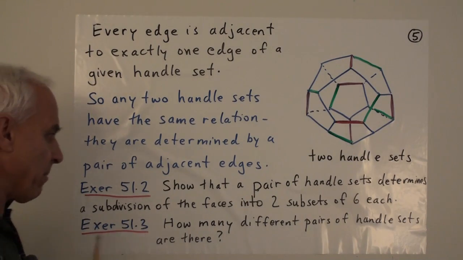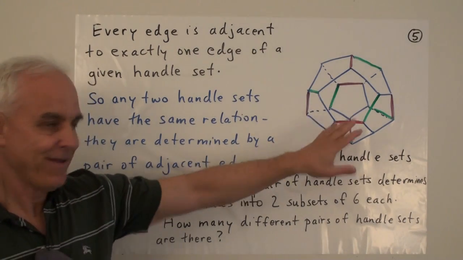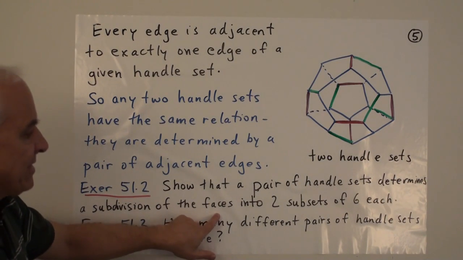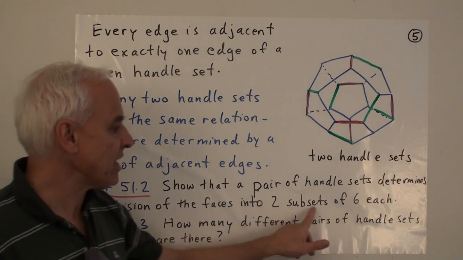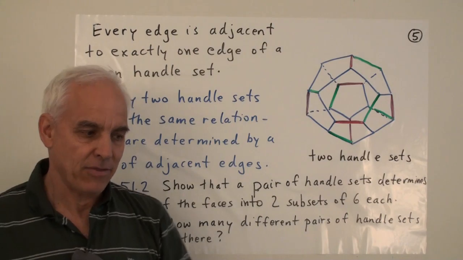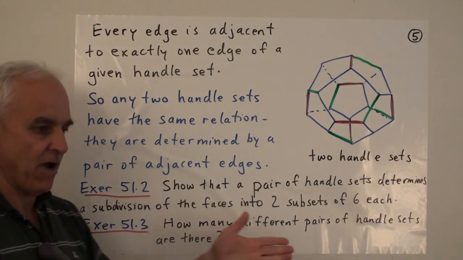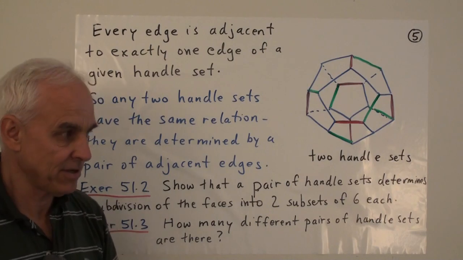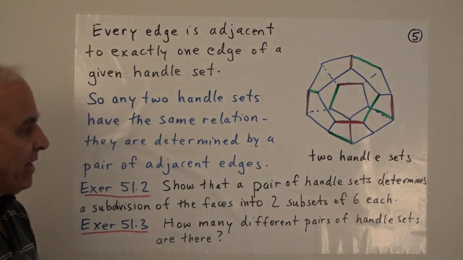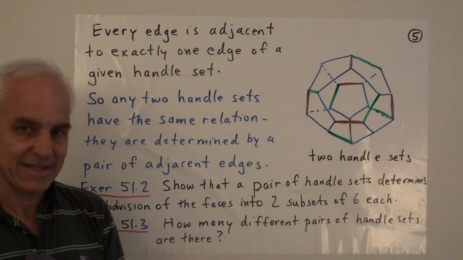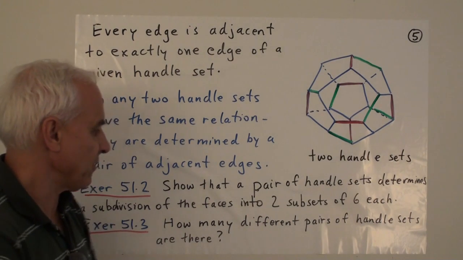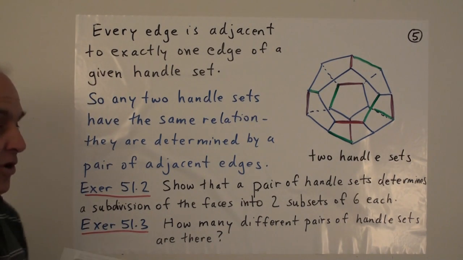As a little exercise, show that a pair of handle sets, for example this one, a red and a green handle set, determines a subdivision of the faces into 2 subsets of 6 each. That there is then a natural way of subdividing the faces into 2 different types with respect to these red and green handle sets. And each of those 2 subsets has 6 faces in it. And you might just like to compute how many different pairs of handle sets there are.